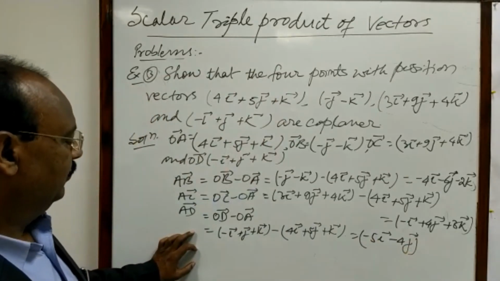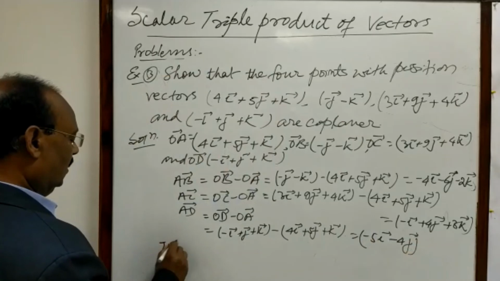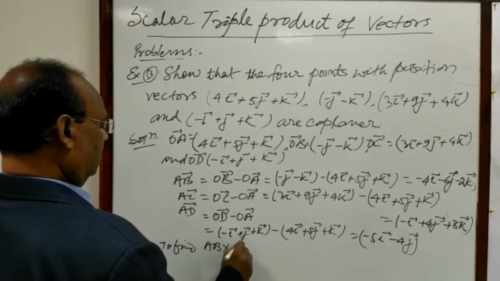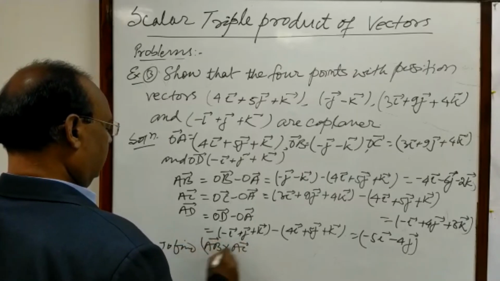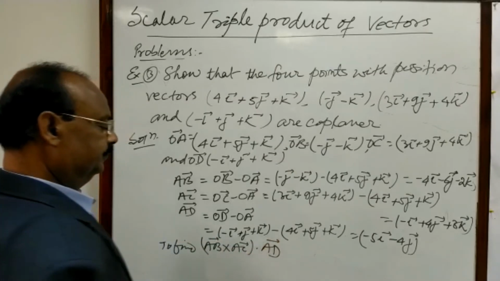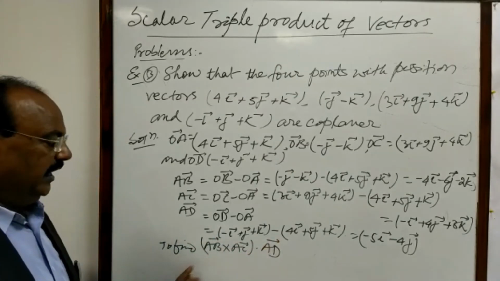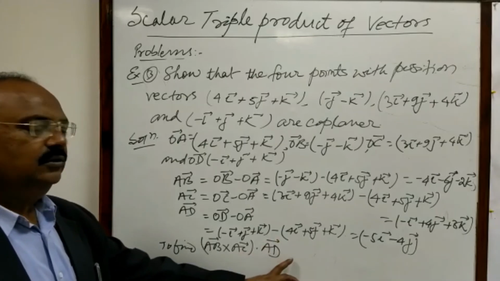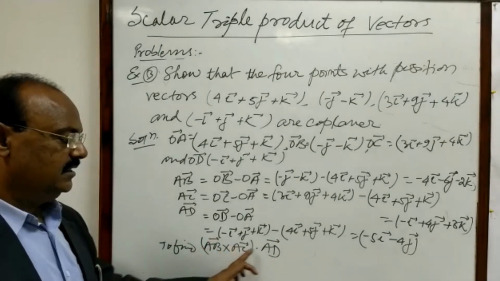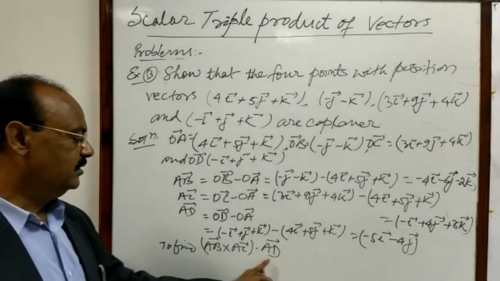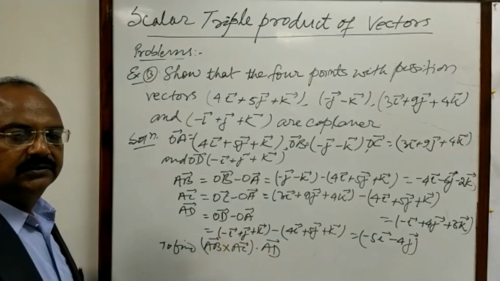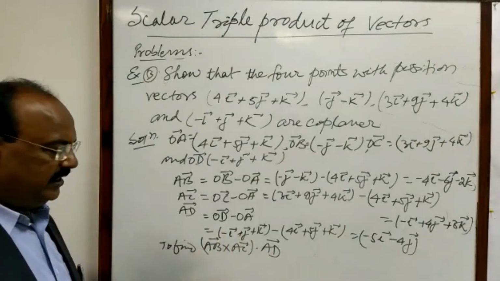Now we have to find out AB cross AC dot AD, and we have to show that this is equal to 0. Then it will be proved that AB, AC and AD are coplanar. It means the 4 given points A, B, C and D are lying on the same plane.